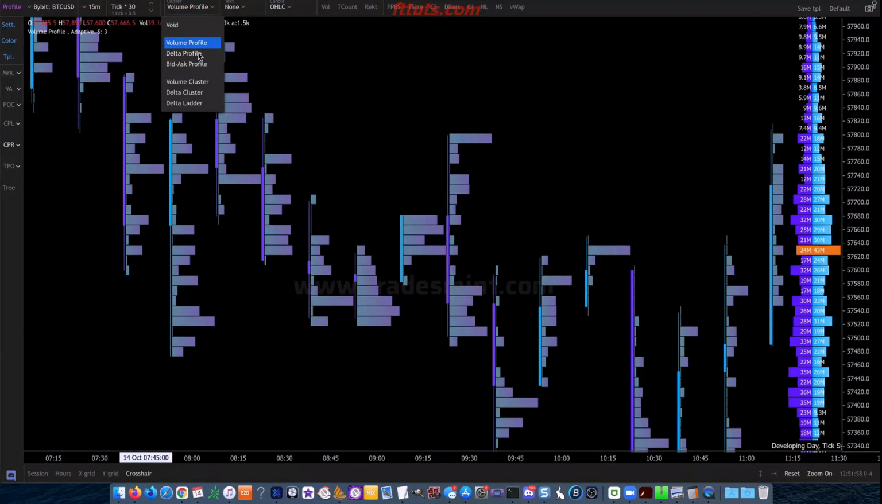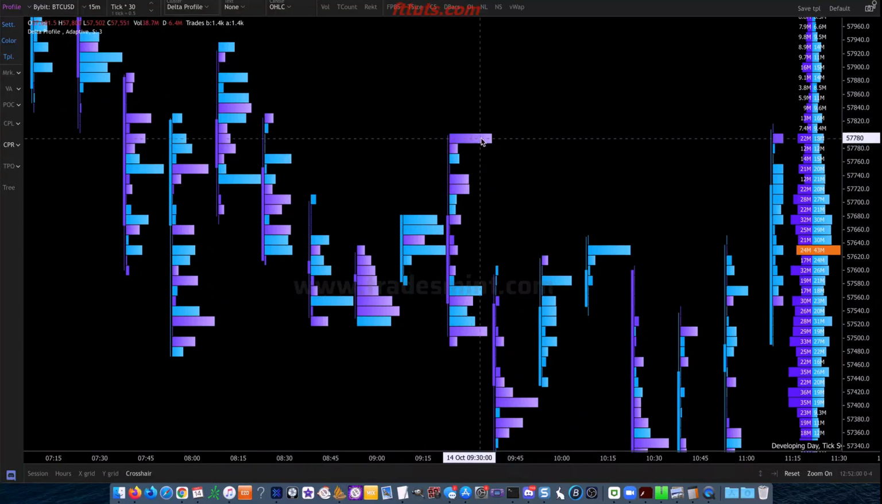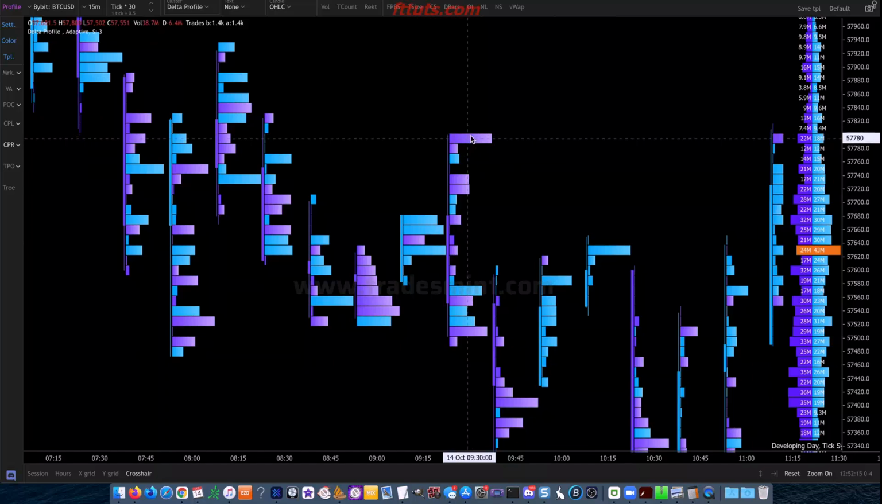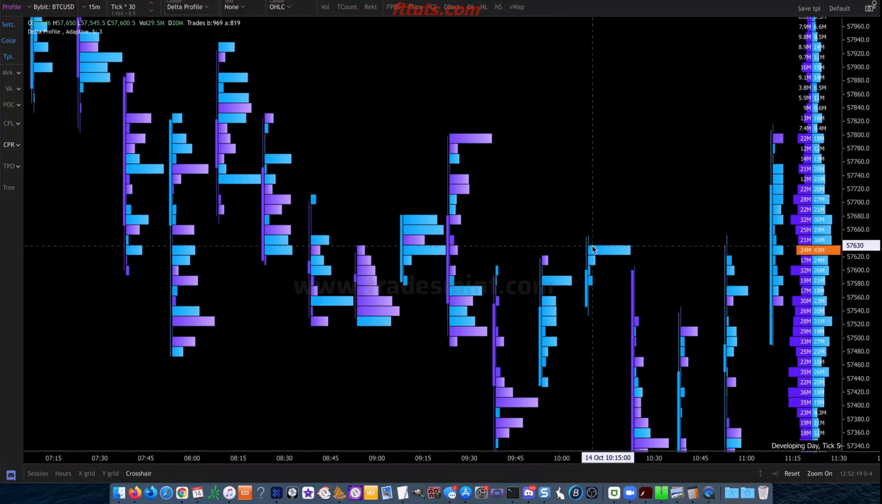Right here we have a delta profile. This is basically showing you a profile of delta, meaning if there's a large purple spike in delta, that means there were many more sells than buys in this specific area. A large purple spike in delta means there were many more sells than there were buys. And a large blue spike in delta means there were many more buys than there were sells.